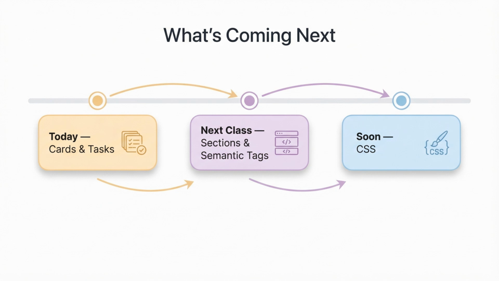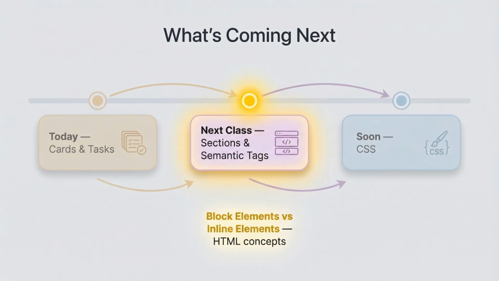After that, we'll start moving into CSS. Specifically, the next class will cover semantic tags. These are HTML tags that carry meaning, like header, footer, section, and article. We'll also look at the distinction between block elements, which take up the full width of a line, and inline elements, which only take up as much space as their content. These are foundational concepts before jumping into CSS.